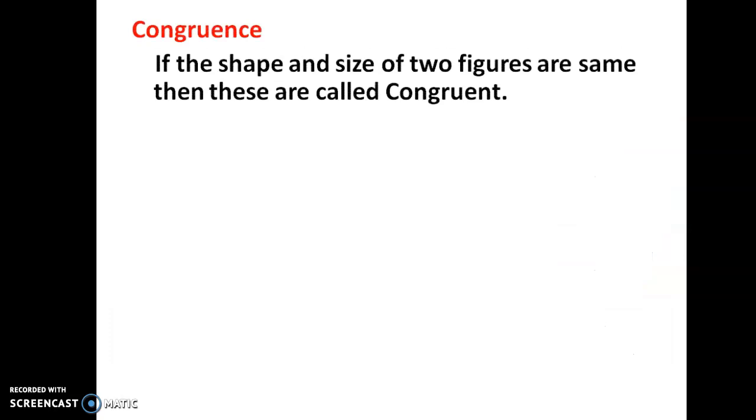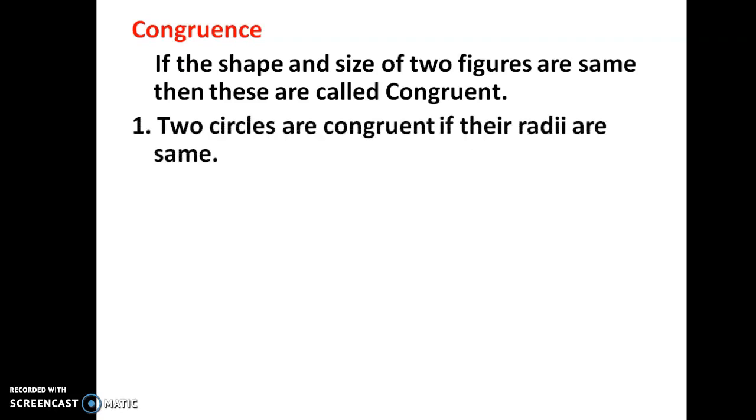Congruence. If the shape and size of two figures are the same, then they are called congruent. If both shape and size are the same for two figures, then they are congruent figures. Two circles are congruent if their radii are the same.